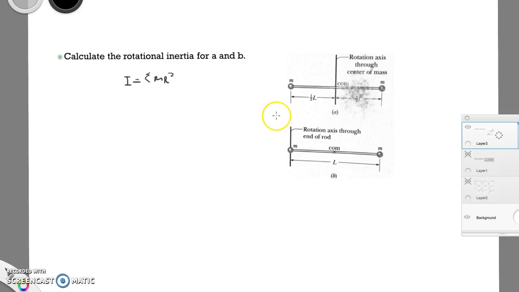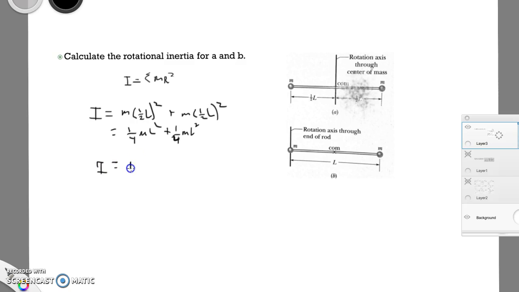Alright, let's go ahead and calculate it now. For the first one, we're going to add up all the mr squareds. So for this one, it's m times 1/2 L squared, added to m times 1/2 L squared. For each we get 1/4 mL squared. We add those two up and we get that the moment of inertia there is 1/2 mL squared. So that's the measurement of how difficult that one is to rotate.